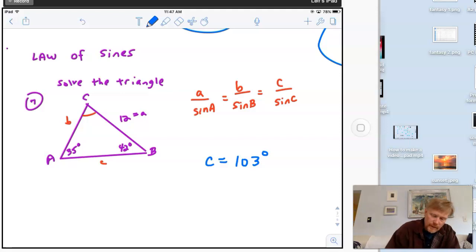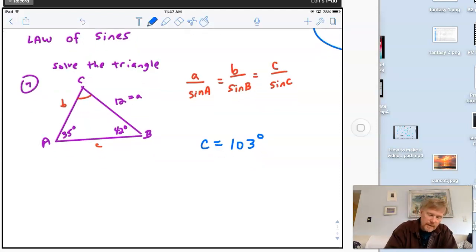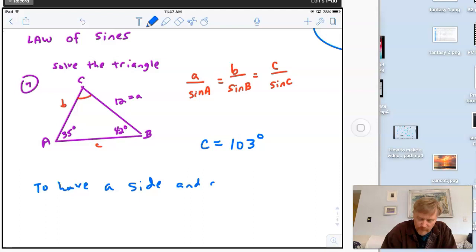Okay, so I got that down. Now I need the side. They gave me one side. I have to have an angle and a side opposite it for the law of sines. That's the way I like it, to have a side and an angle opposite it.